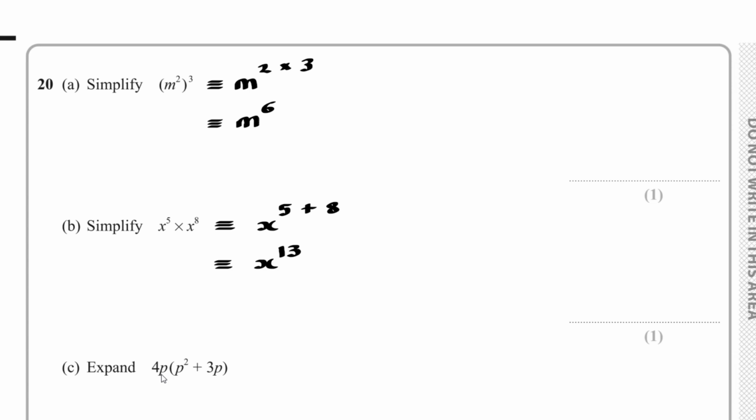Part C, we have to expand 4p times p squared plus 3p. 4p times p squared is 4p cubed. 4p times 3p is 12p squared. So 4p times p squared plus 3p is 4p cubed plus 12p squared.